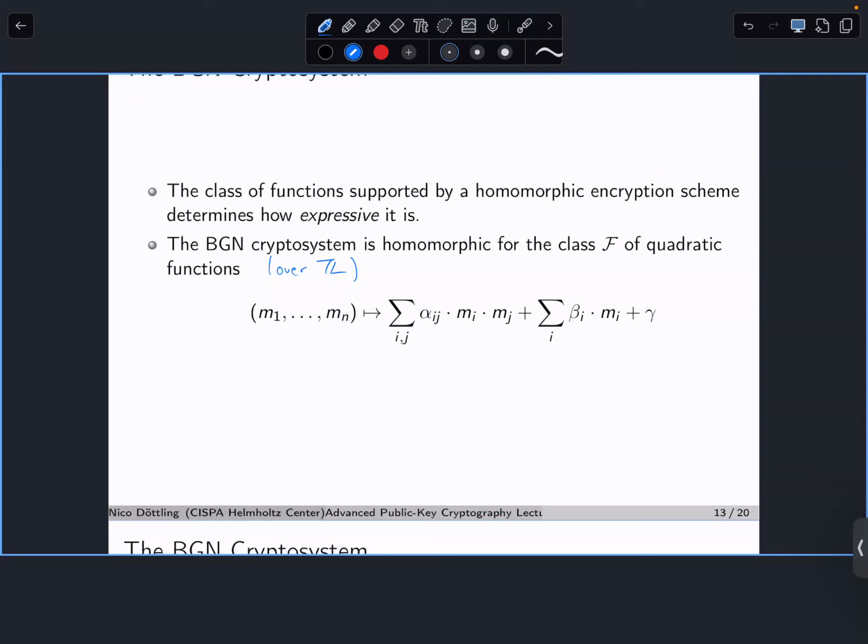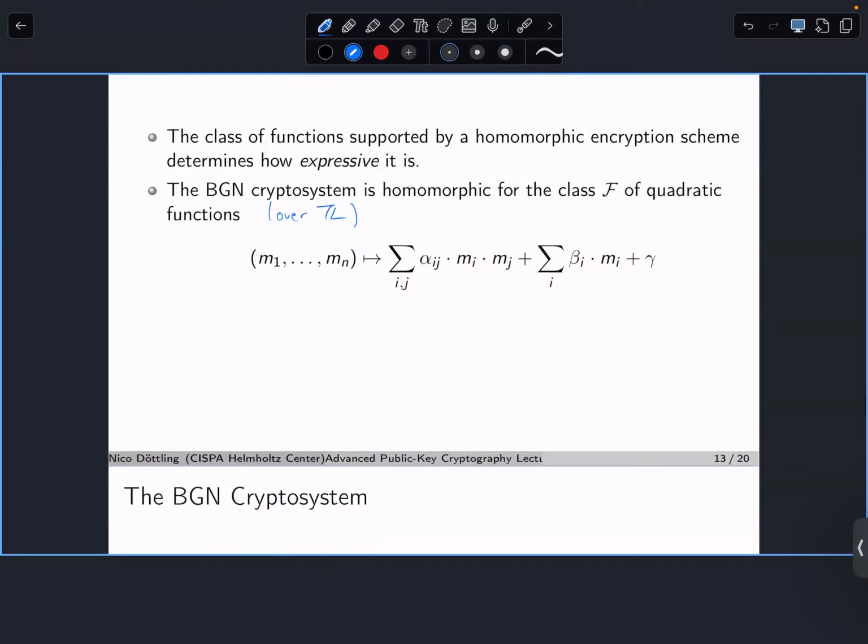But the BGN crypto system gives us homomorphism for quadratic functions, right? If we were to, for a moment, ignore this quadratic part, we would just have linear functions, right? A function of the form sum of beta_i m_i plus gamma, that's a linear function. And that's something that ElGamal gave us already, right? So the thing that's new here, that goes beyond what ElGamal gives us, are these quadratic terms here, right?